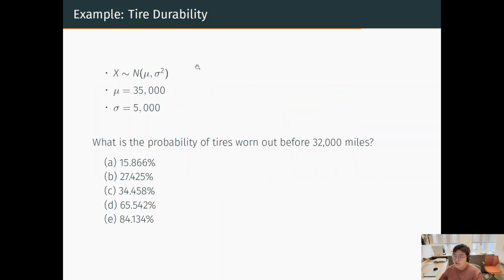So I will have you do this question by yourself. Open Excel, or use an online standard normal calculator, and standardize the non-standard normal distribution and calculate this probability. Pretty much the same structure.